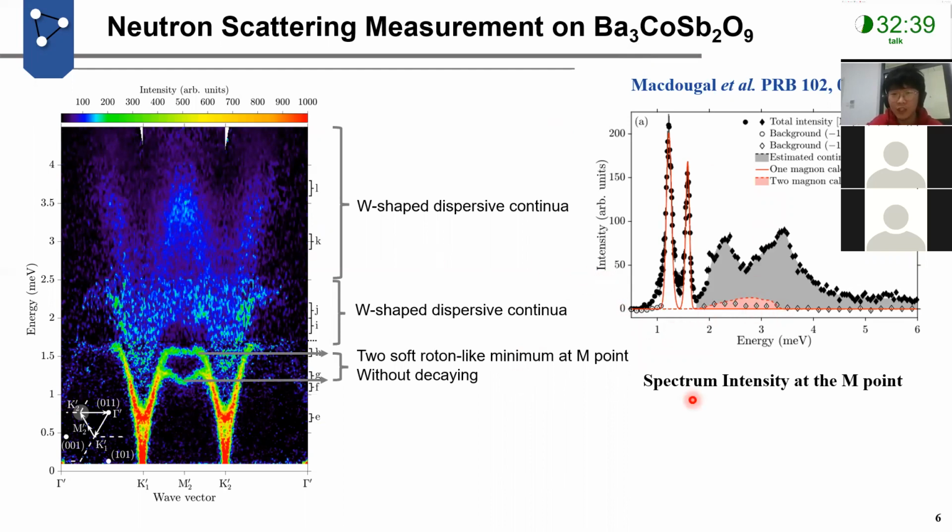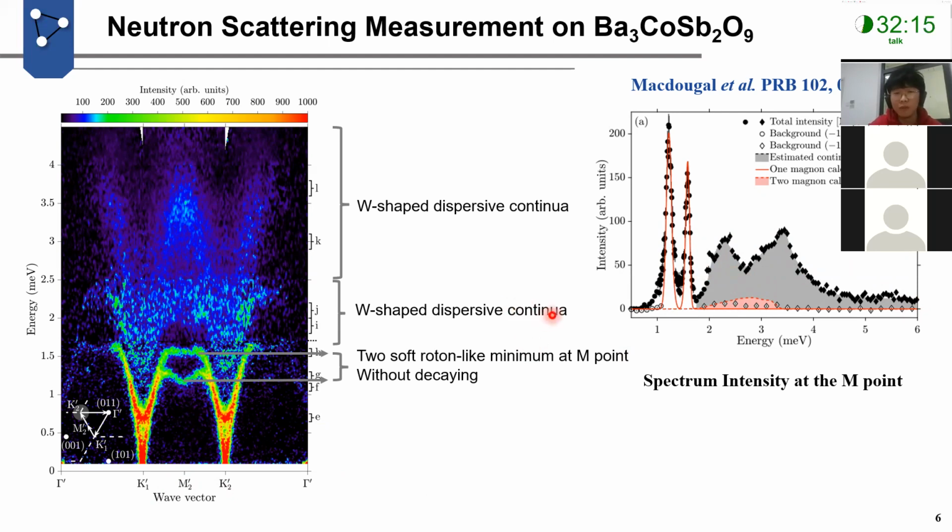The right-hand side shows the spectrum cut along the endpoint on these lines. It can be clearly seen that there are four peaks along the energies. The lowest one is the two-magnon peak, and the higher broad ones cannot be explained with the magnon picture.